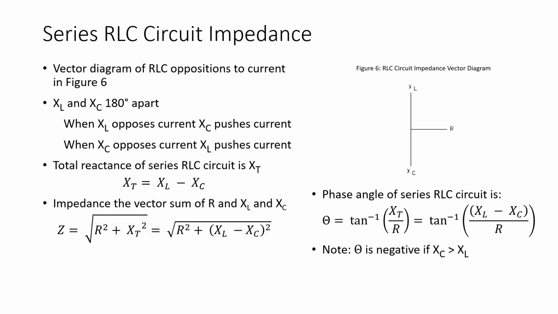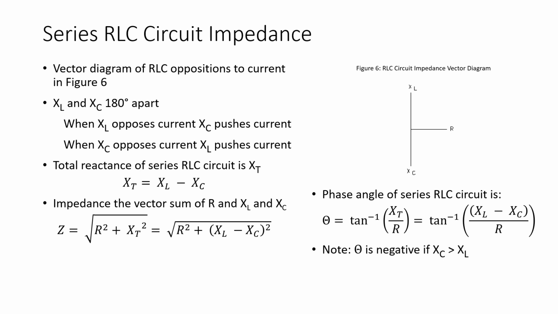And conceptually what this means is that when XL opposes current, XC is pushing current. And of course, when XC opposes current, XL is pushing current. Now, the total reactance of the circuit, symbolized with XT, is simply the difference between XL and XC. So again, the impedance of this series RLC circuit is the vector sum of R and XL and XC.